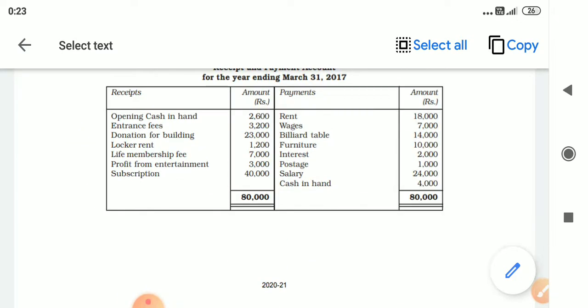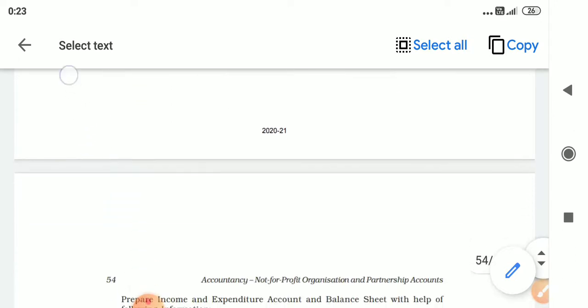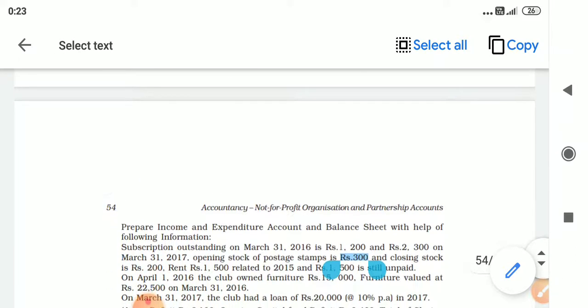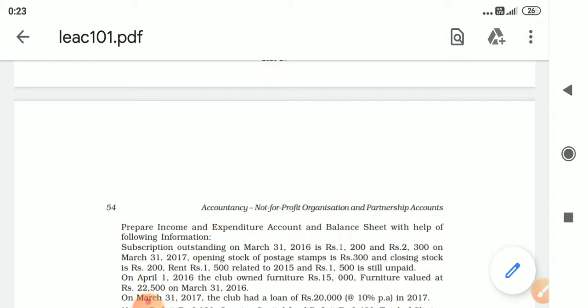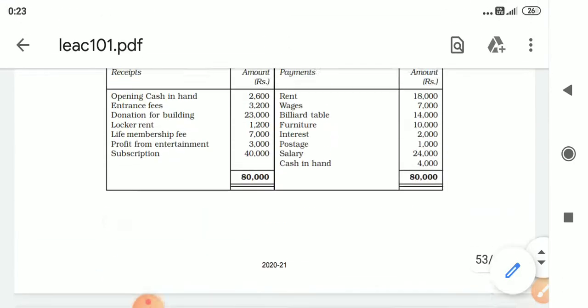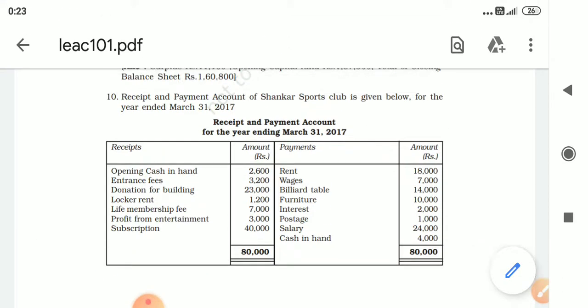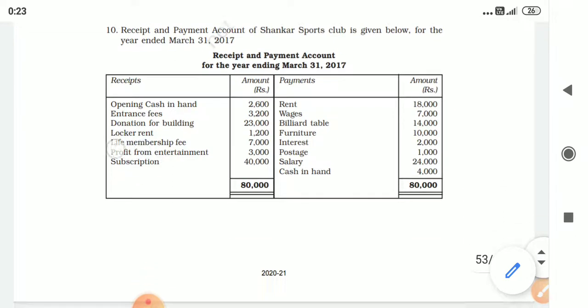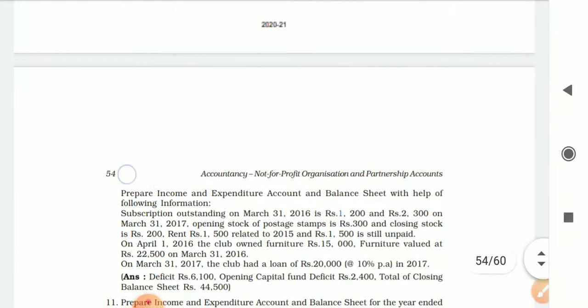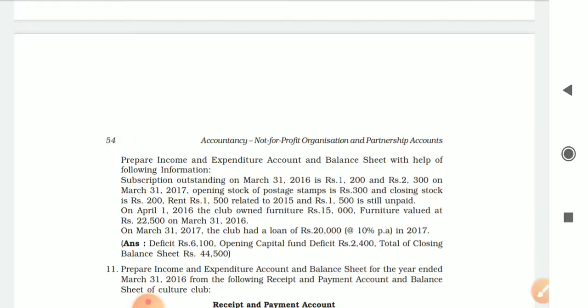So postage is over. Salary. Do we have any salary outstanding in this sum? No, we don't have salary outstanding. So salary will appear in the expenditure side. Cash in hand will appear in the closing balance sheet asset side. So it's a simple sum. 3 sums for this video. Question number 8, 9 and 10.